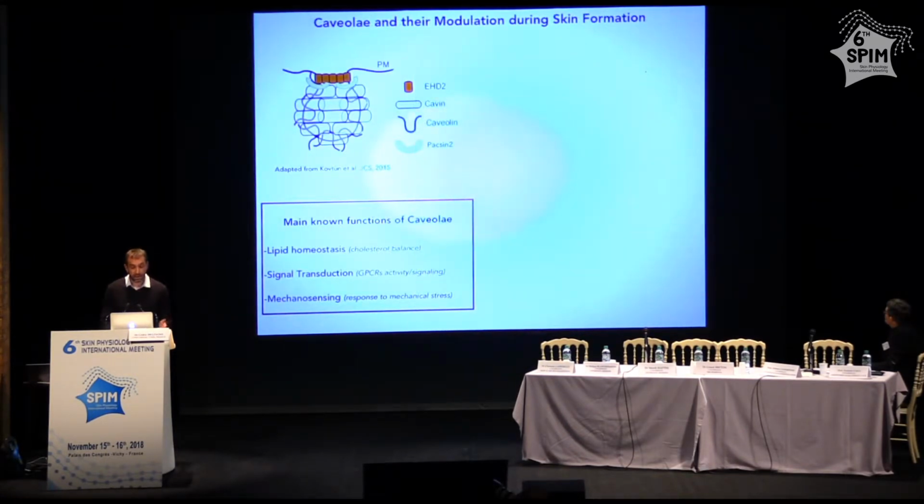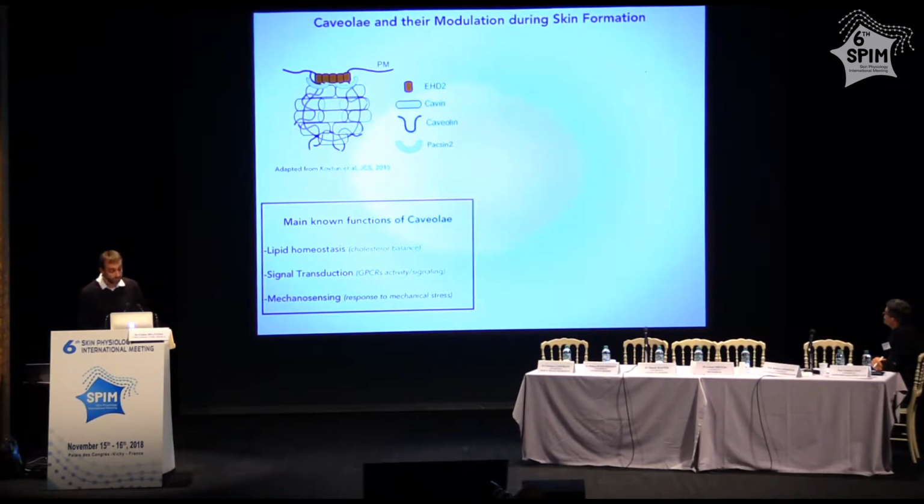So the caveolae are these schematized here, these plasma membrane invaginations that are composed of different sets of proteins, among which cavin and caveolin are really crucial and important, and among which the cavin 1 and the caveolin 1 are really crucial for biogenesis and function of these caveolae.